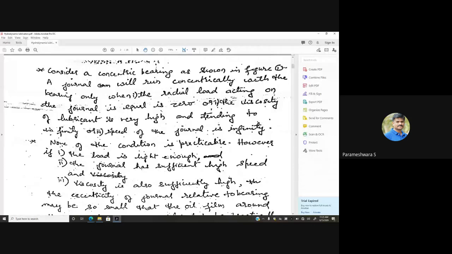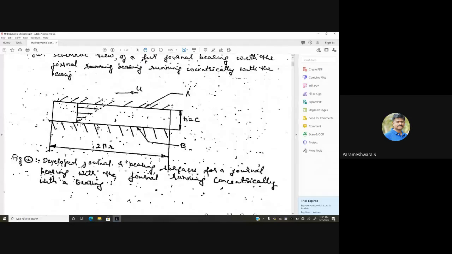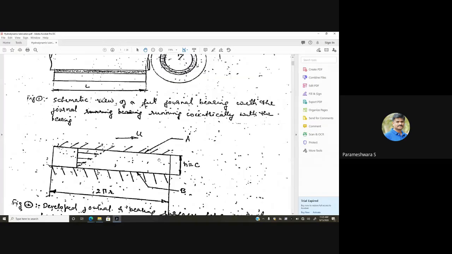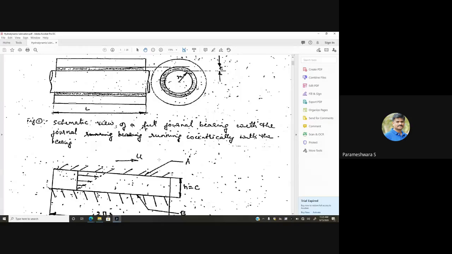There are some conditions for this. When the journal runs concentrically, it has to satisfy some conditions. So consider this concentric bearing as shown in the figure. A journal will run concentrically with the bearing only under three conditions. First, the radial load acting on the journal is equal to 0. That is the no load condition. The journal runs concentrically with the bearing in the case of no load.